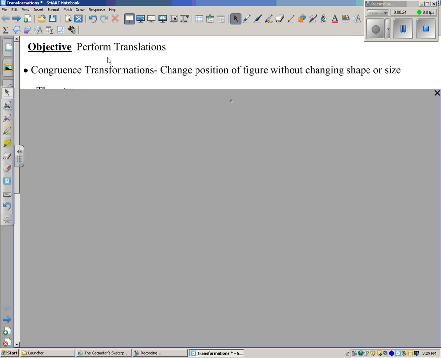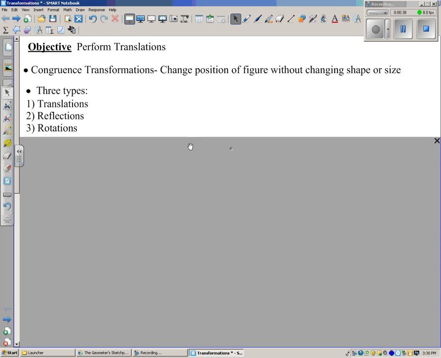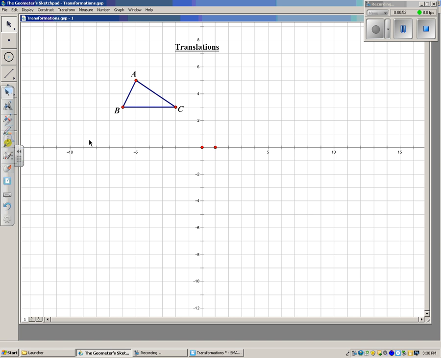Okay. Our first type of transformations that we're going to look at are called congruence transformations. What they do is they change the position of a figure without changing its shape or size, thus creating a congruent figure. There are three types of these. There's translations, reflections, and rotations. We're going to be talking specifically about translations today, but before we do that, I just want to give you the big picture of what these look like. And we're going to look at Geometer Sketchpad.